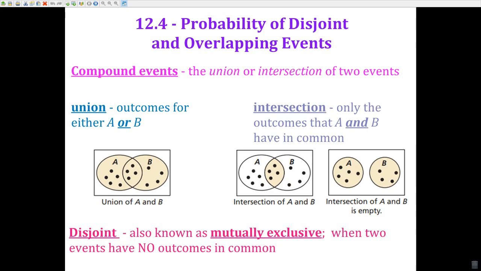The union or intersection of 2 events. So a union on the left-hand side there, you'll have 2 events happening and then overlapping each other. So they'll include the 2 things happening pretty much at the same time, kind of. Then we have intersection over here.